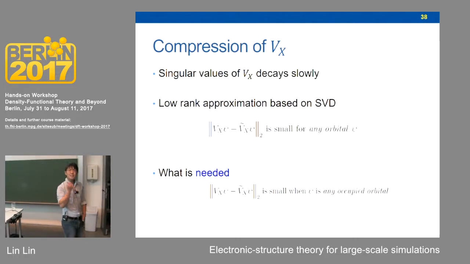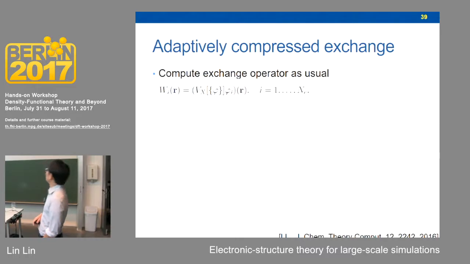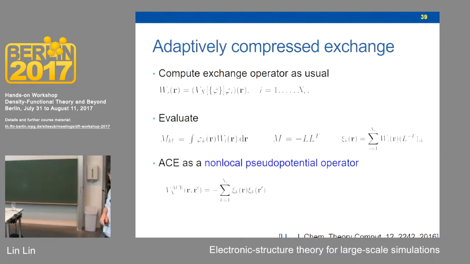Okay? So that is the core thing of this whole method, which is you have some operator, it's dense and full rank. And the compression doesn't come from the operator itself. The availability of a compression comes from the fact that you don't care about the operator applied to most of the orbitals. You only care about the operator applied to some of the orbitals. And this is where the so-called adaptively compressed exchange comes from.